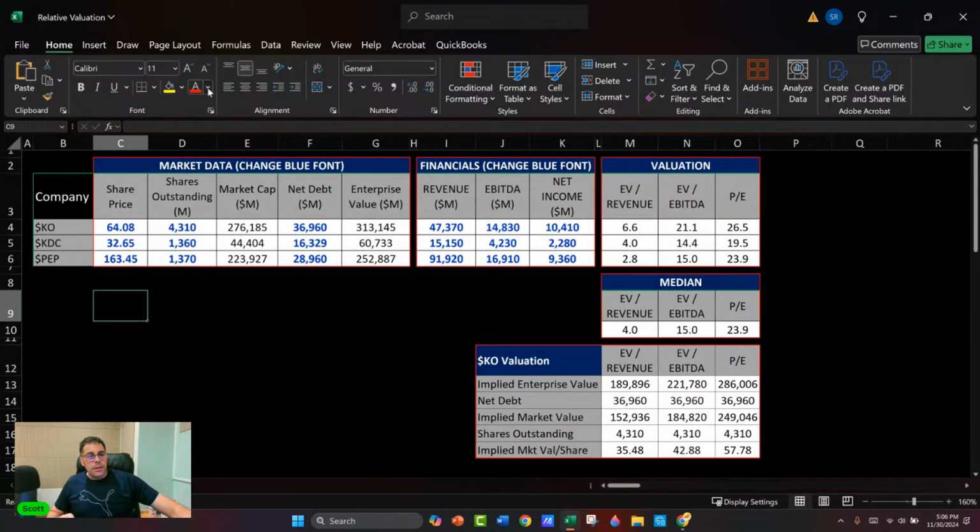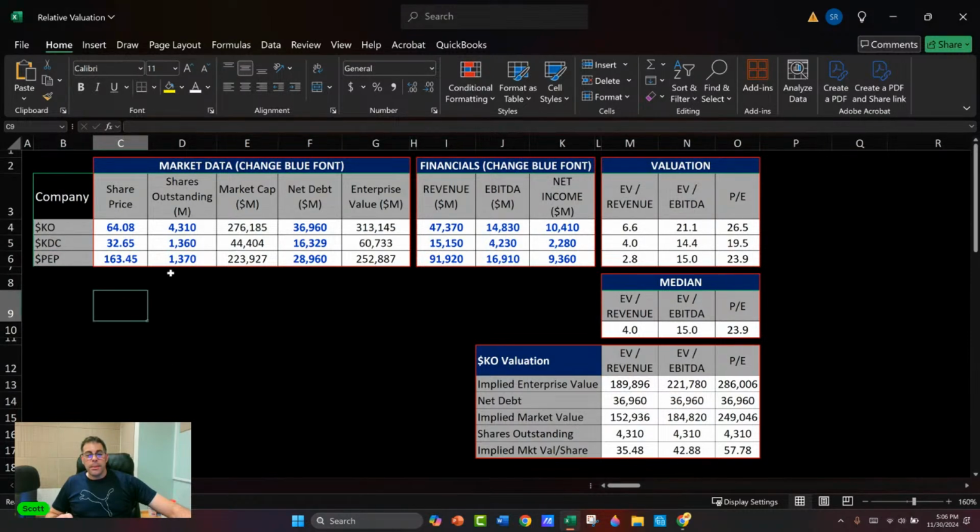Relative valuation is just another way to value a stock. It's commonly used in real estate, because if a home is for sale, you don't run a discounted cash flow model. You just look to see what other homes sold in the neighborhood with similar characteristics. You want to get something relative to that asset. That's the idea here: you can pick companies that are similar. Sometimes that's hard to do, but I picked Coke, Keurig Dr Pepper, and Pepsi.